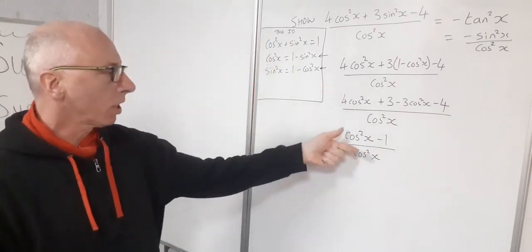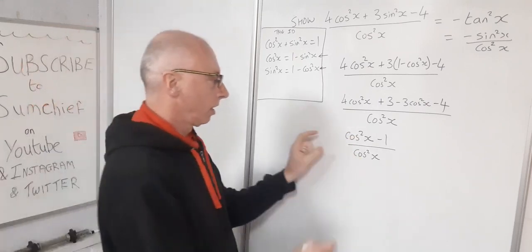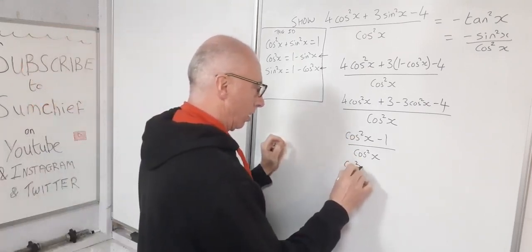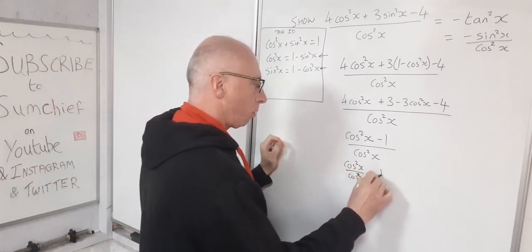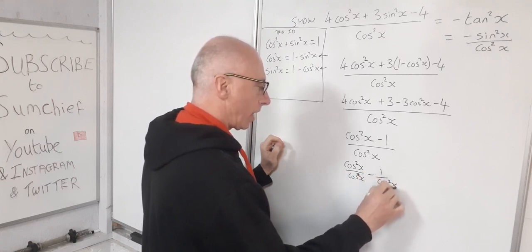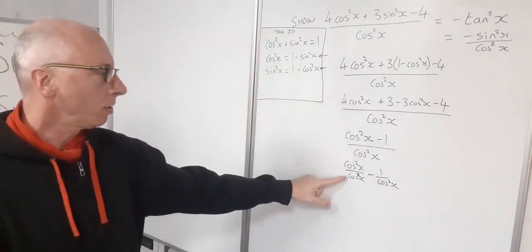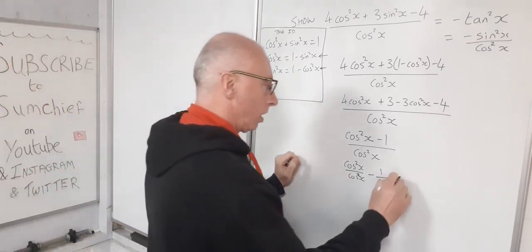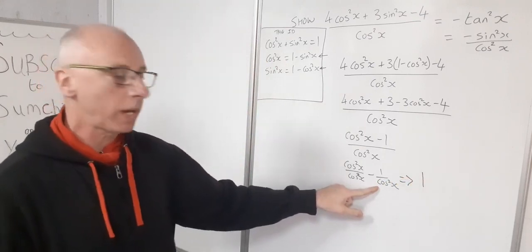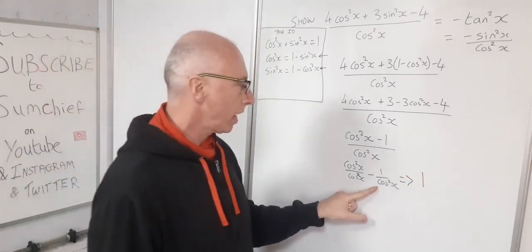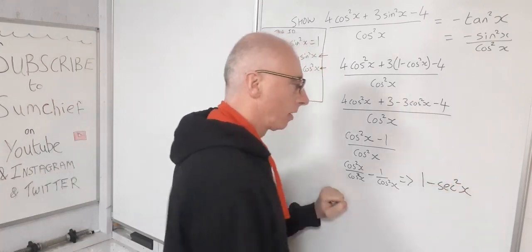Okay, now what I can do here, I can split this fraction. So cosine squared x over cosine squared x, and then minus 1 over cosine squared x. So that's splitting my fraction. Now this obviously is just going to be 1. And here I've got 1 over cosine squared x. So that is secant squared x. So I've got 1 minus secant squared x.